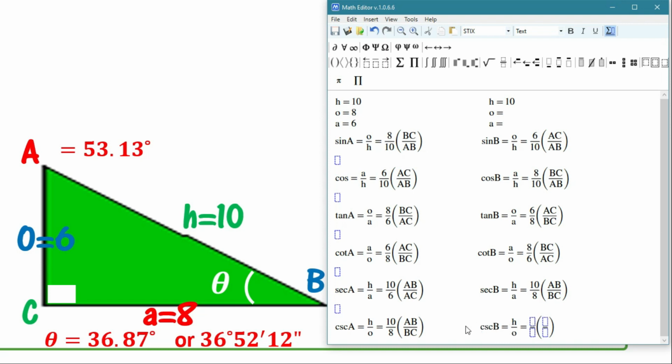And last, we have the cosecant of B. We all know that cosecant is the reciprocal of the sine function. So we have the hypotenuse over the opposite side. And we all know that the hypotenuse measures 10 units and the opposite side measures 6 units.